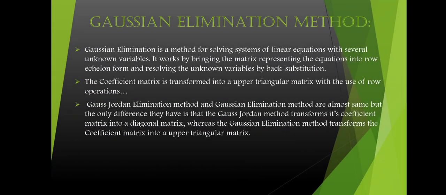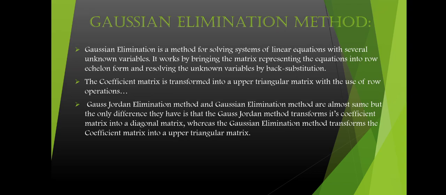So let's get to know about the Gaussian elimination method. Gaussian elimination is a method for solving systems of linear equations with several unknown variables. It works by bringing the matrix representing the equations into row echelon form and resolving the unknown variables by back substitution. The coefficient matrix is transformed into an upper triangular matrix with the use of row operations. No column operations should be applied.